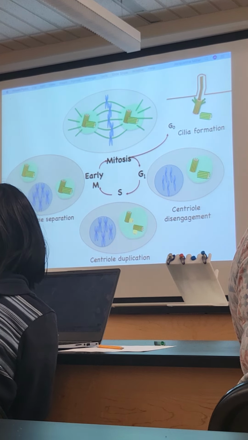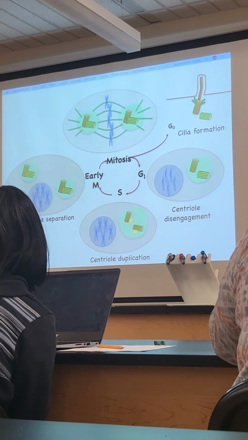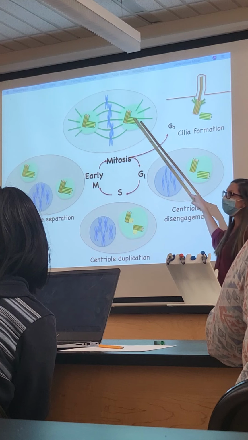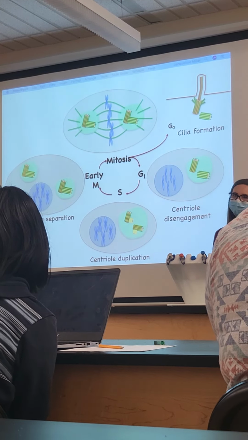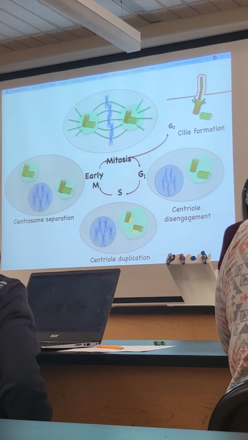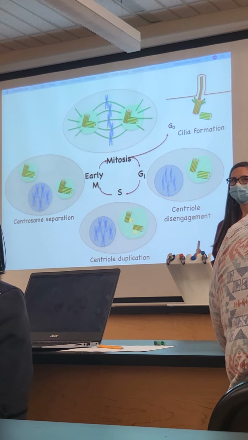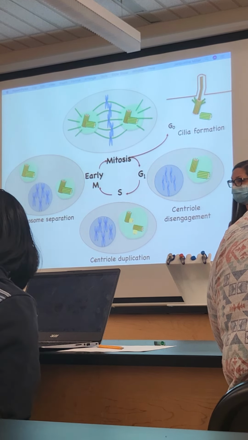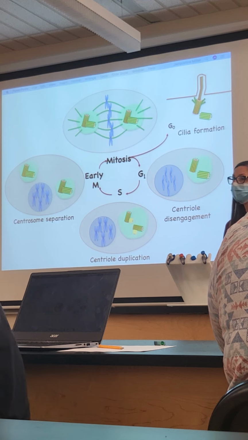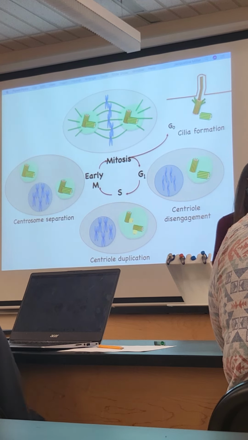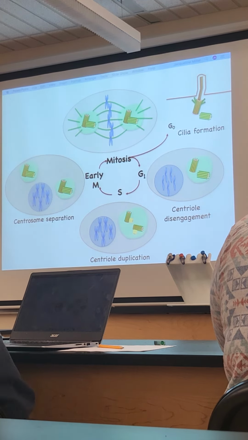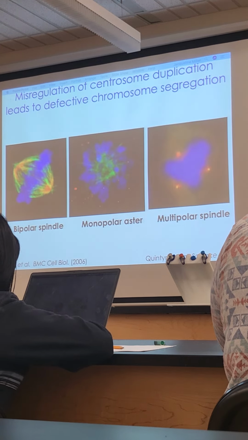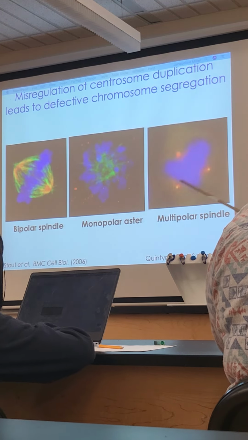Wouldn't be anything. Well, there would be maybe too many things to attach to, right? You'd have extra things to attach to. So what would happen to the chromosomes if they're attaching to them? They would get scrambled. Yeah, exactly. You're going to be pulling them in different directions. And so that would be a multipolar spindle.